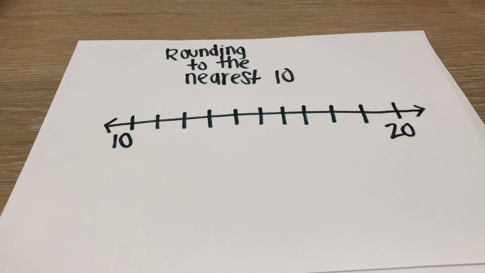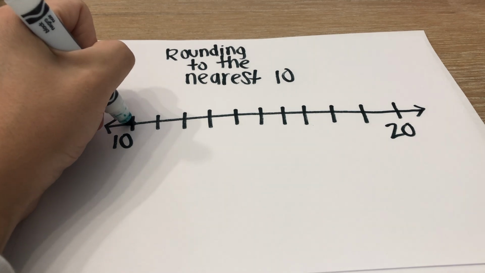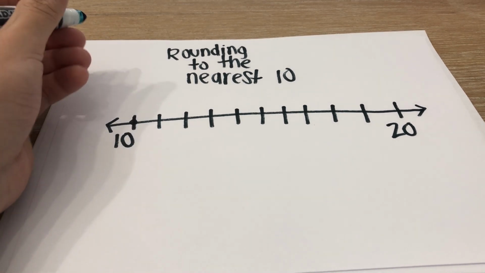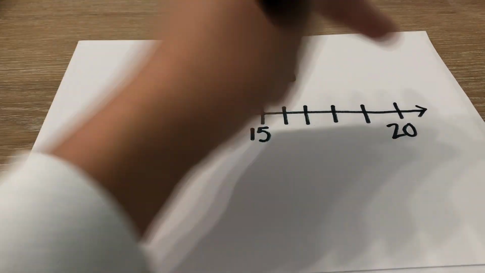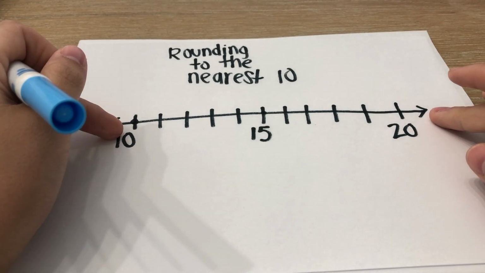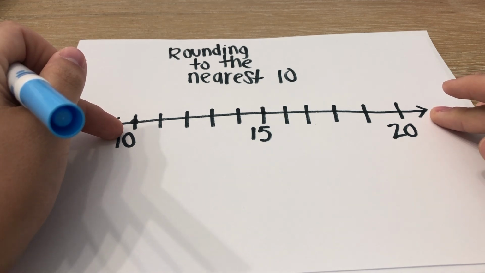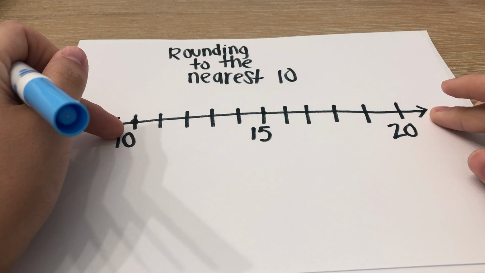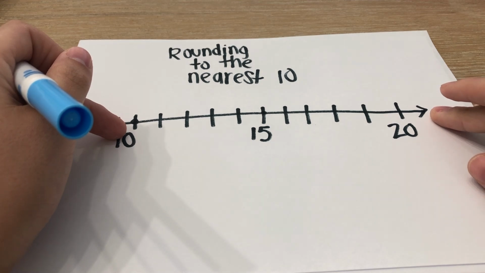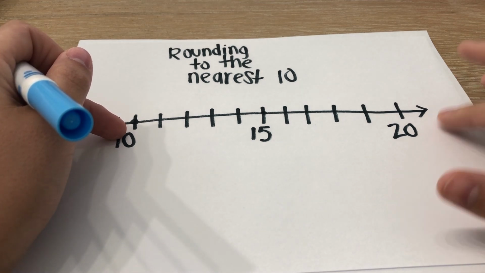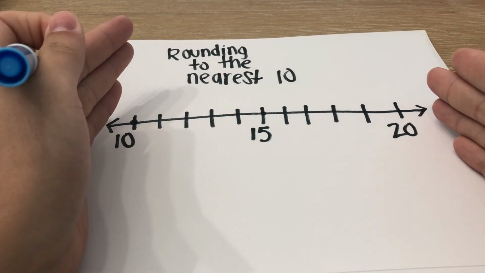I'm gonna mark the numbers 10, which I did right there. I'm gonna mark the number 15. So 11, 12, 13, 14, 15, and then 20. So remember, you just gotta count by tens, including zero. So 0, 10, 20, 30, 40, 50, 60, 70, 80, 90, 100, 110, 120, 130, 140. When rounding to the nearest 10, you count by tens. So the number 18 is between 10 and 20. That's why I drew a number line between 10 and 20.